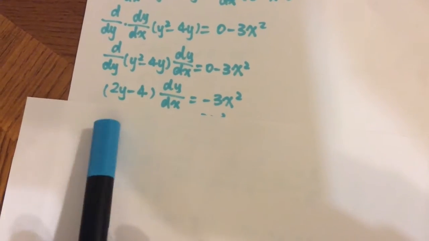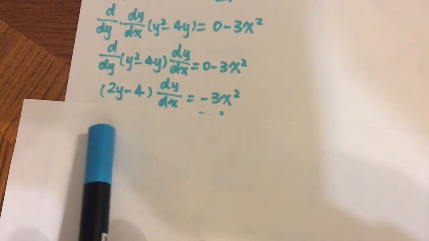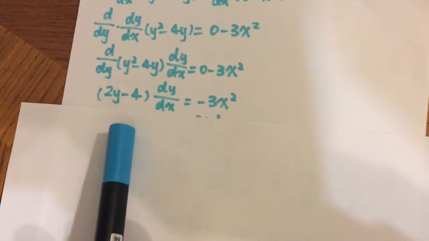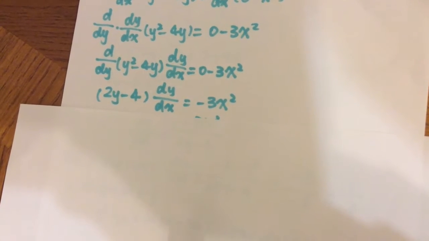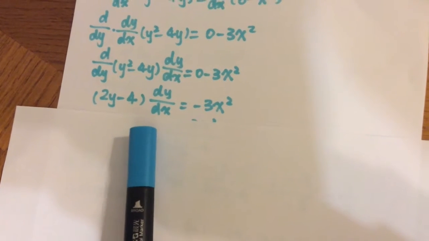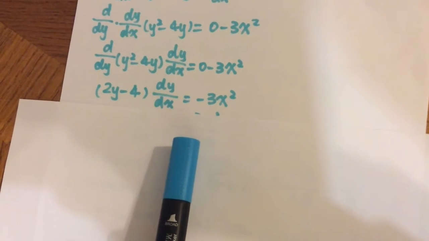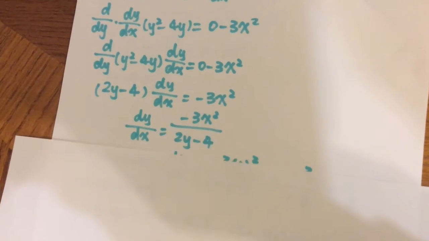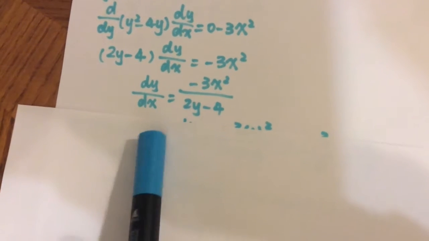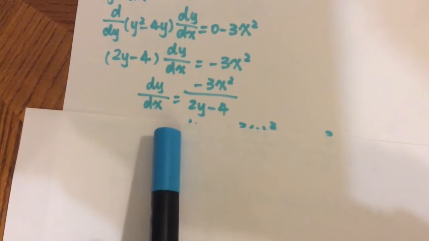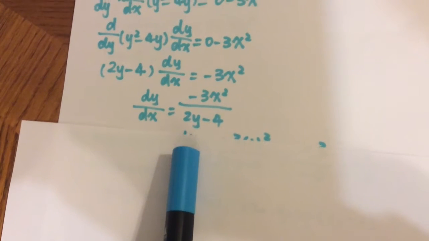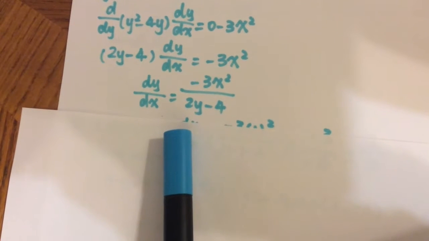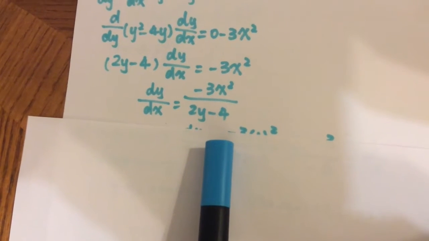And then this time we found the derivative of y squared minus 4y is 2y minus 4. This time we also go through the power rule, and 2y minus 4 times dy over dx equals minus 3x to the power of 2. And this time we can find this equation: dy over dx is equal to negative 3x to the power of 2 over 2y minus 4.